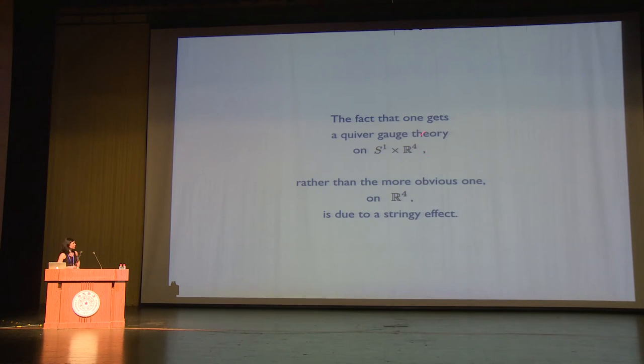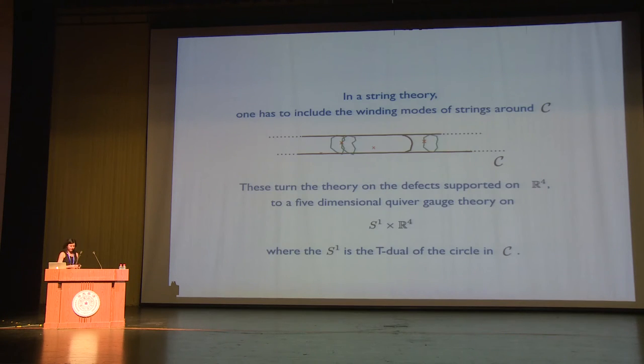Now, the fact that the theory is the quiver gauge theory on S1 times R4 rather than the more obvious one on R4 is due to a string effect. Recall, we said that the partition function of the G-type little string is going to be the partition function of a quiver gauge theory on S1 times R4. Namely, in string theory, one has to include the winding modes of strings that begin and end on the D-branes. And so these will turn the theory on the defects supported on R4 into a five-dimensional quiver gauge theory on S1 times R4, where the circle here is the T-dual of the circle in C.